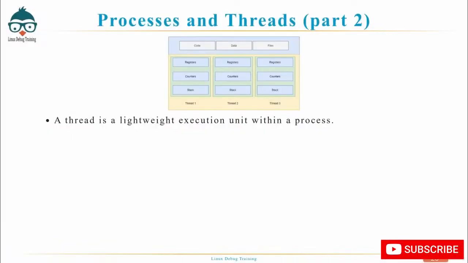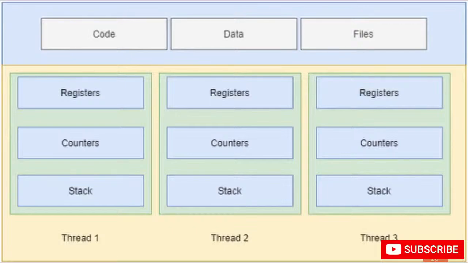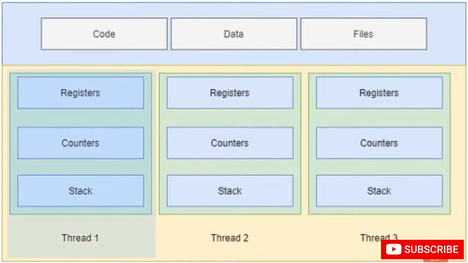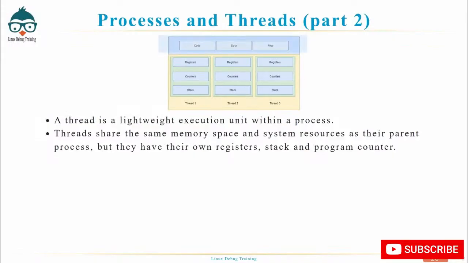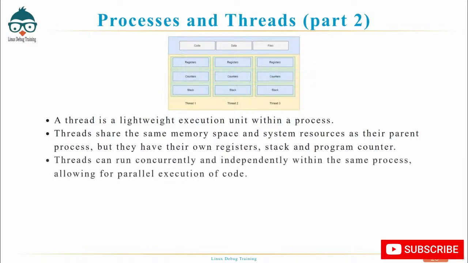A thread is a lightweight execution unit within a process. In our diagram, the overall structure represents a process, and this particular process has 3 distinct threads. Threads share the same memory space and system resources as their parent process, but they can have their own registers, stack, and program counter. And again, we can observe this in the diagram. Threads can run concurrently and independently within the same process, allowing for parallel execution of code. And this feature is critical in some programs.